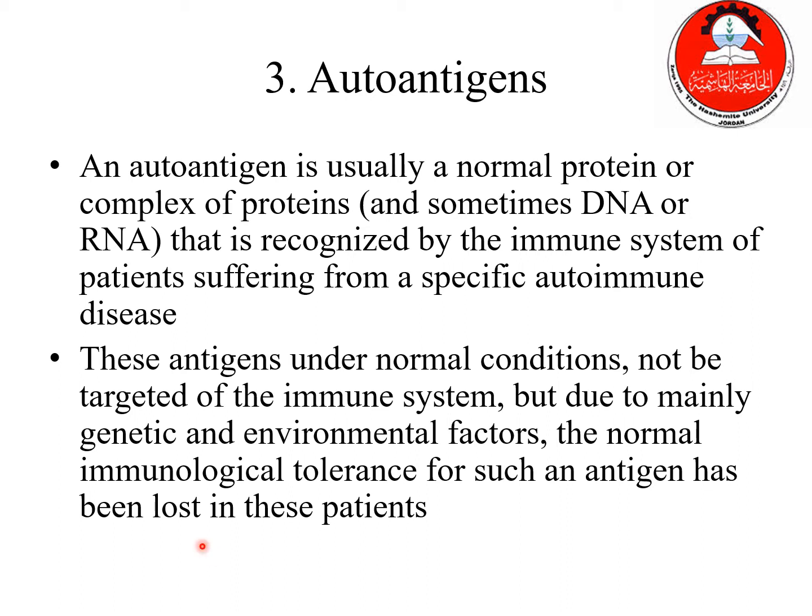But in certain instances, autoimmune disease occurs, so the immune system might target the self proteins. These antigens, under normal conditions, are not targeted by the immune system, but due mainly to genetic and environmental factors, the normal immunologic tolerance for such an antigen has been lost in these patients. As we said, in patients with autoimmune disease, the immune system attacks the body itself, the body's own cells, and this happens due to genetic or environmental factors.